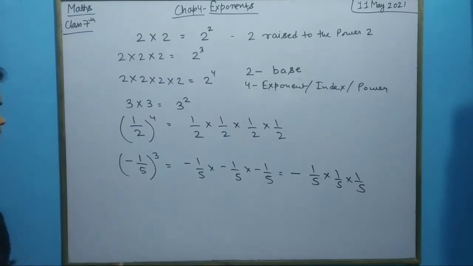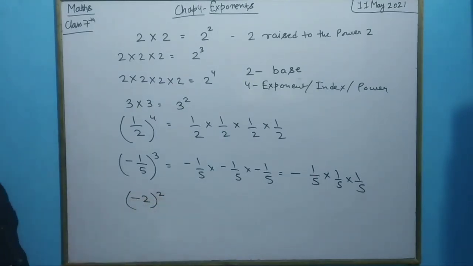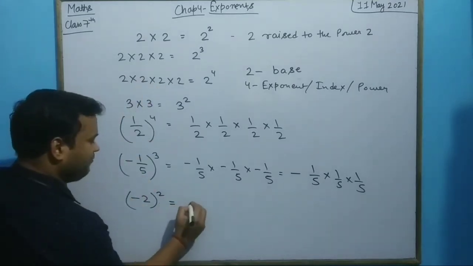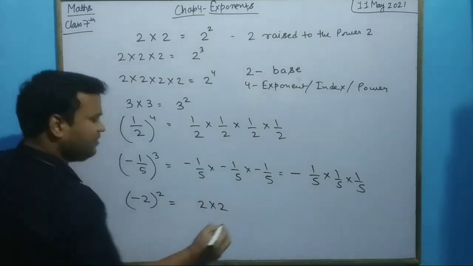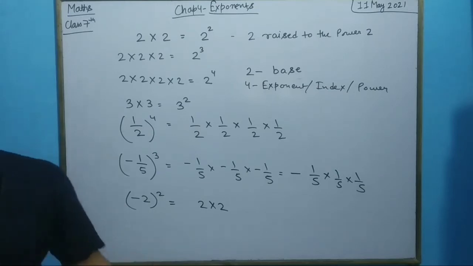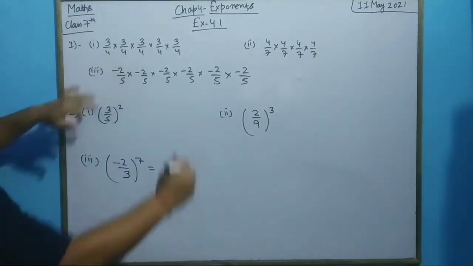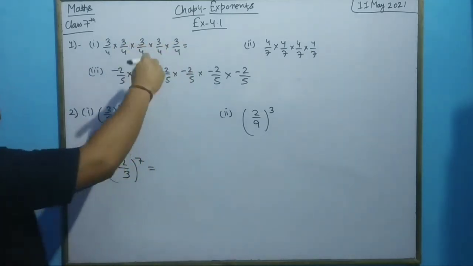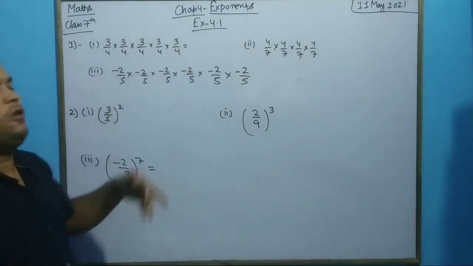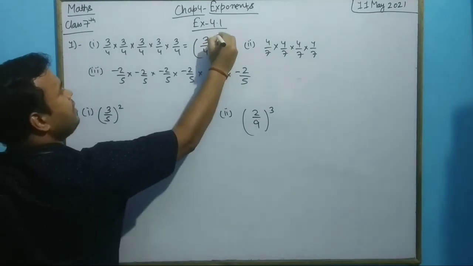So if minus 2 the power 2 is taken, negative is being multiplied 2 times, so it will be positive. And 2 into 2, that is 4. Let us see our first exercise. We have to write it in the power notation form. Here 3 by 4 is being multiplied how many times? 1, 2, 3, 4 and 5. That's very easy. We will write it as 3 upon 4 whole power 5.